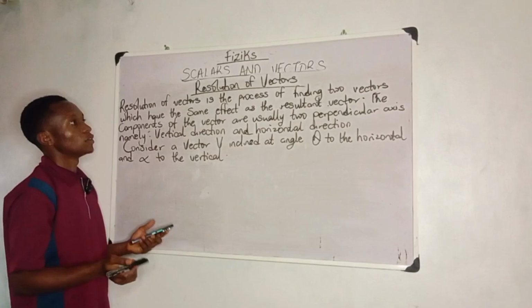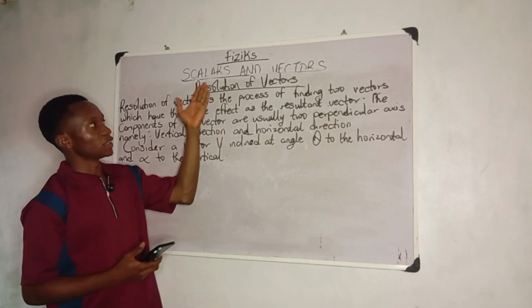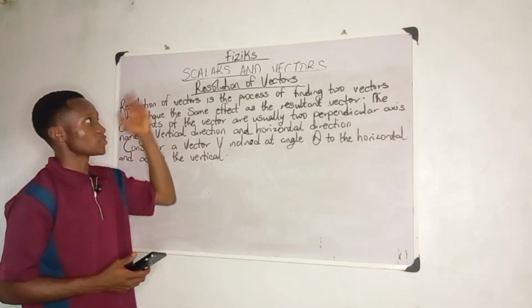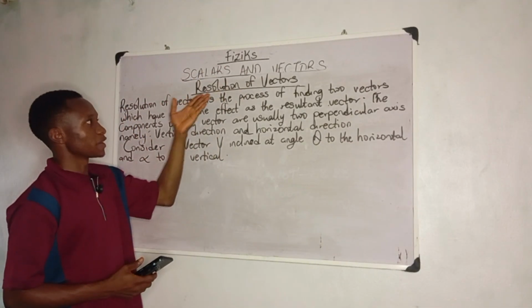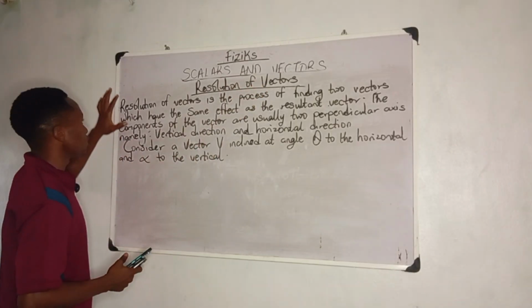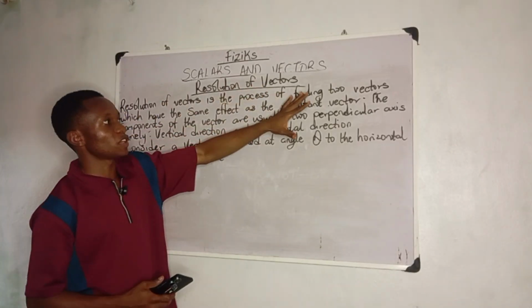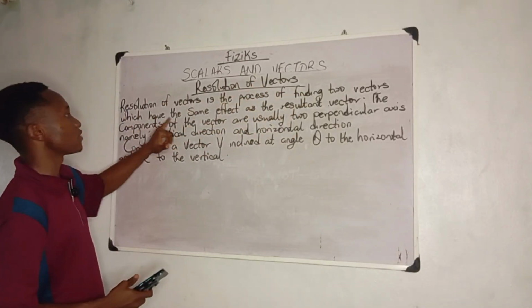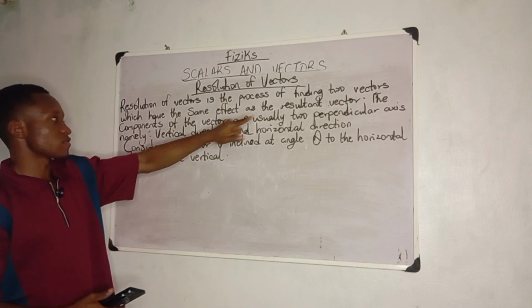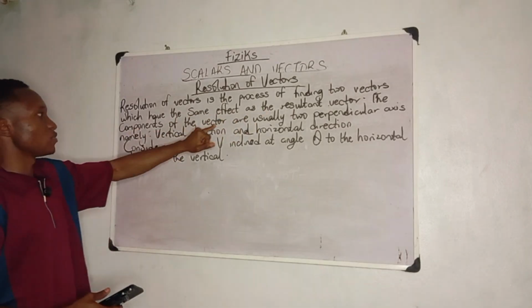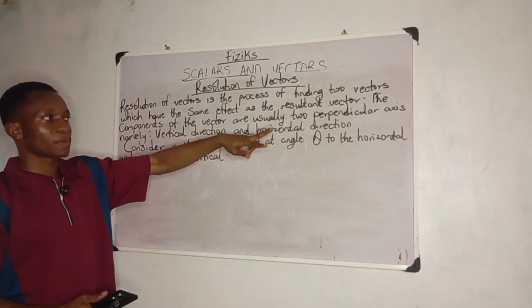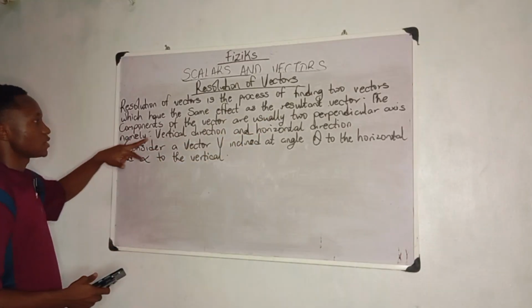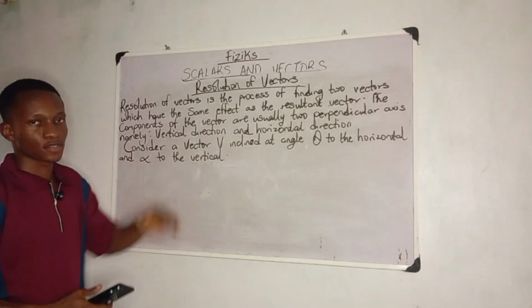All right, now we're going to be looking at a very critical aspect of scalars and vectors still. Here we have resolution of vectors. Resolution of vectors is the process of finding two vectors which have the same effect as the resultant vector. The components of the vector are usually along two perpendicular axes, namely the vertical direction and the horizontal direction.